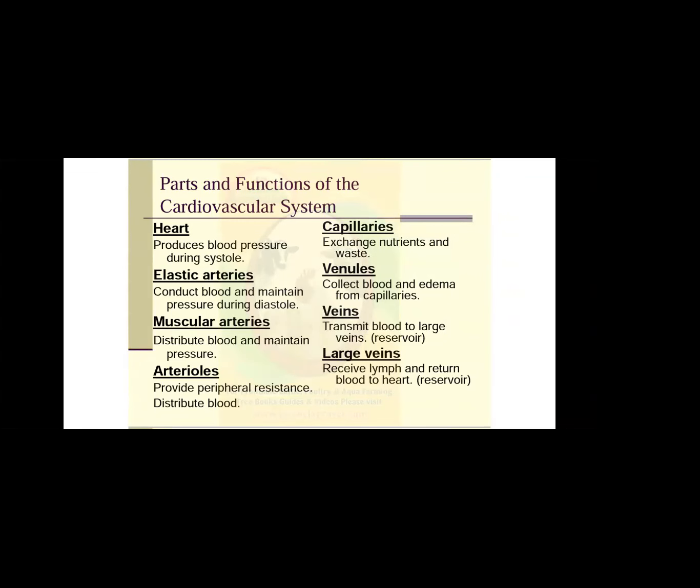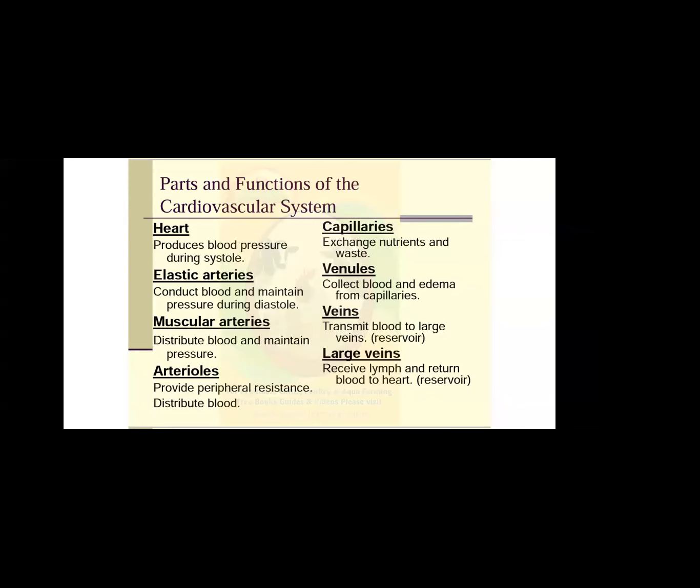So we've got elastic arteries. These conduct blood and maintain pressure during diastole. Diastole is after the pumping is done, when there's that extra movement, which is carried on and facilitated by the elastic arteries. Then we've got the muscular arteries, which run through the various muscles in the body. These distribute blood and maintain pressure through muscle contractions. So even our muscles help the blood continue flowing and maintain pressure by compressing against the particular arteries.